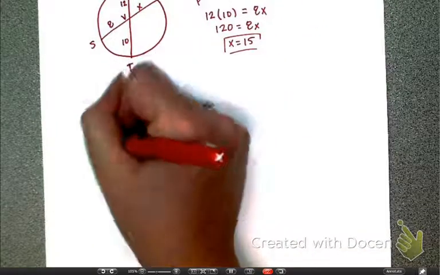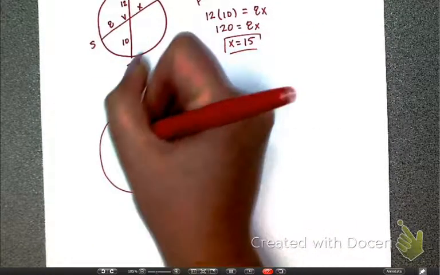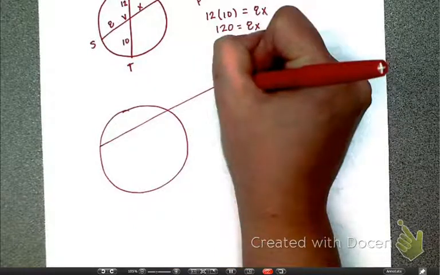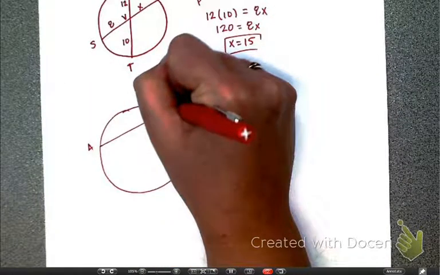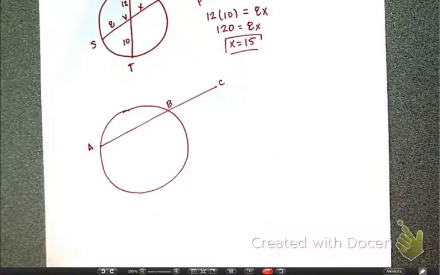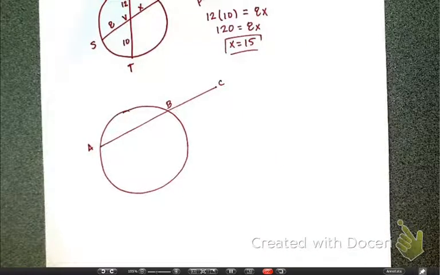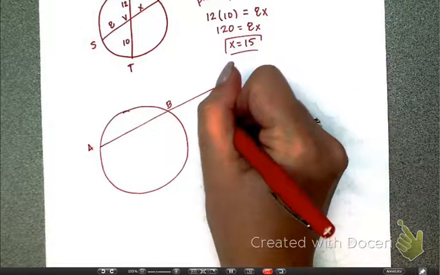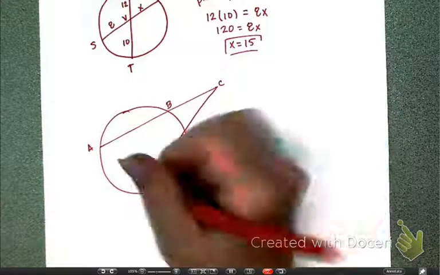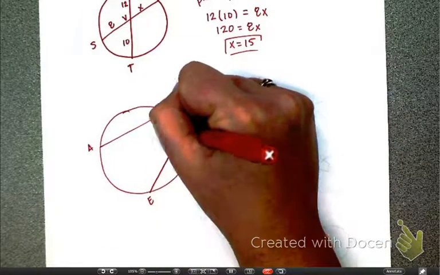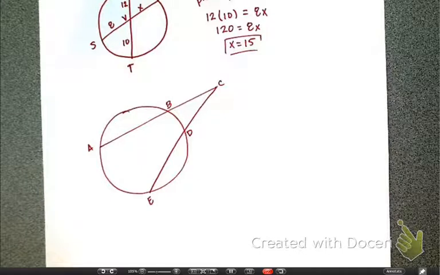Next one. What is this segment called? What is this segment? A secant. Okay, if it cuts the circle twice and extends out past the circle, it is a secant. Okay, so both of those are secants. Here's our general form.